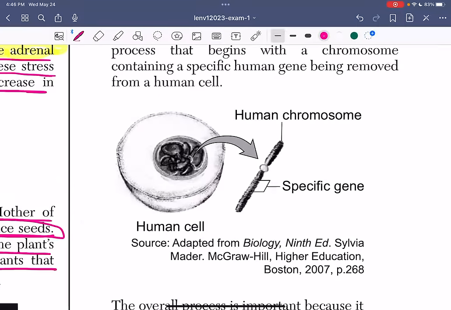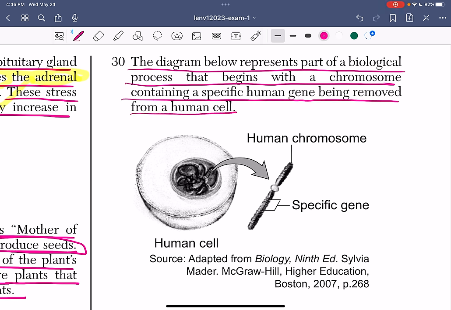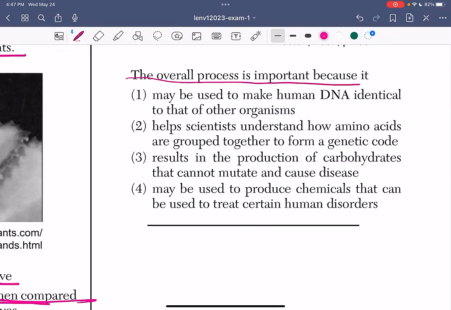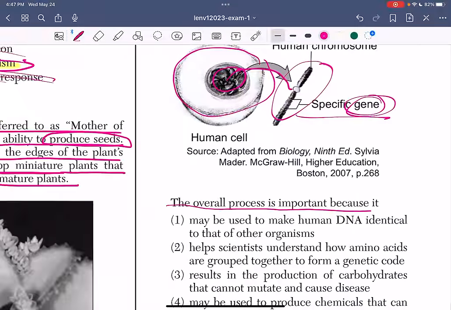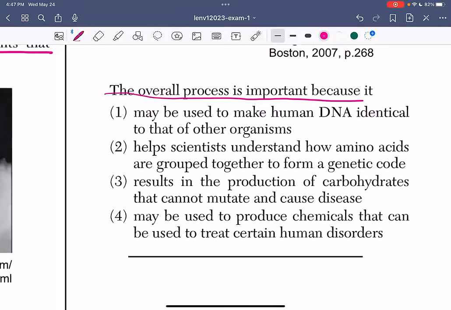Number 30, let's take a look at our last question for this session. The diagram below represents part of a biological process that begins with a chromosome containing a specific human gene being removed from a human cell. So here we have a human cell. Here's the nucleus. Something's being removed. That to me looks very much like a chromosome or a piece of a chromosome, but it says here a gene. The overall process is important because, so I just want to read this again. Whenever we remove a specific gene, it's either genetic engineering, but let's see what's happening here. Let's see which choice makes sense for number 30.